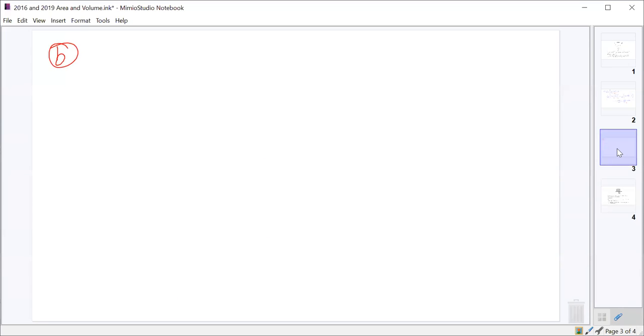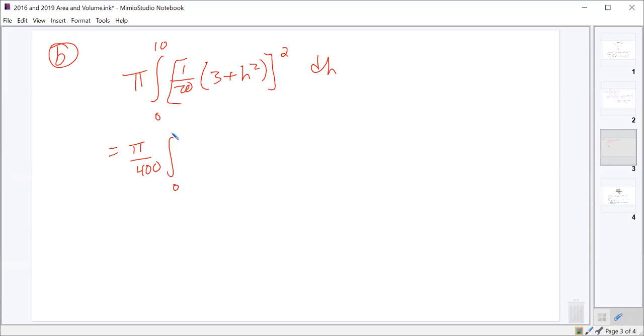So hopefully the volume part of this was fairly straightforward. Our volume should have been pi times the integral from 0 to 10 of that radius, which is given to us: 1/20th of (3 plus h) squared, dh. And we can pull the 1/20th squared out, making that pi over 400 times an integral from 0 to 10. Then we'll distribute that out: 9 plus 6h plus h squared dh. And then we'll integrate.